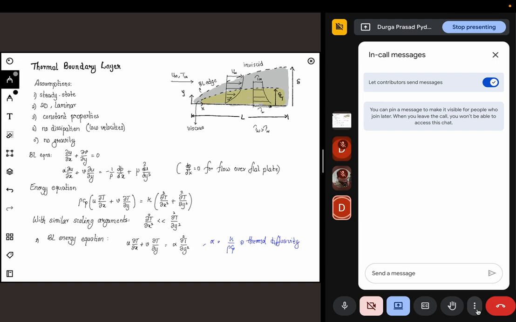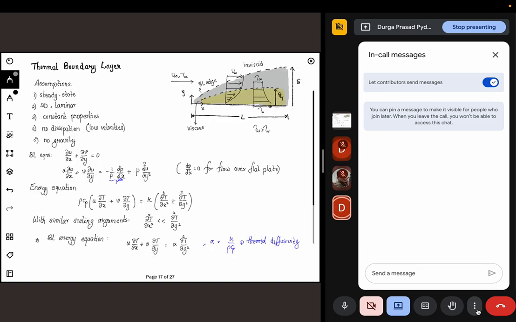So now I have three equations: one continuity equation, and for a flat plate this will be 0, then the momentum equation, and one energy equation. I have three unknowns: I need to find u, v, and T. Three unknowns and three equations. If I know the boundary conditions, I should be able to solve it. Again, this will be in next week.